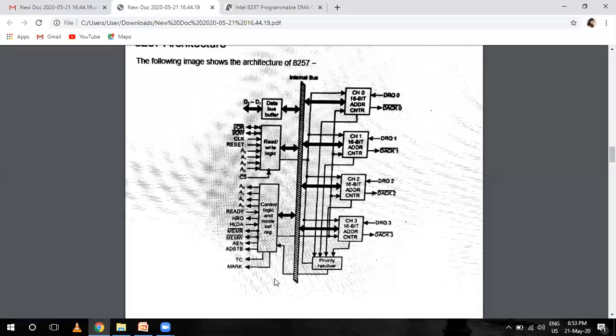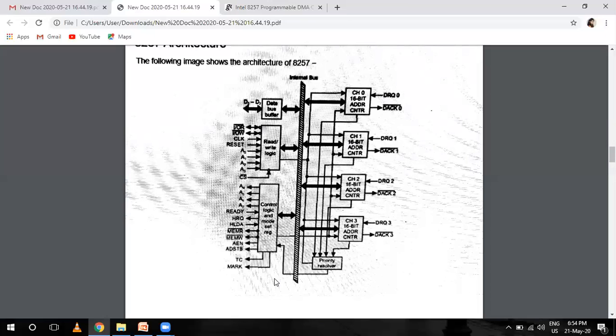And DACK0 to DACK3 is the DMA acknowledgement. It is an active low level on the acknowledgement output, informing the peripheral connected to that channel that it has been selected for a DMA cycle. And the DACK output acts as a chip select for the peripheral device requesting service.